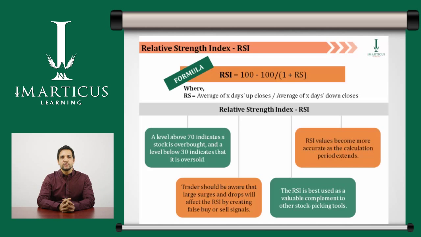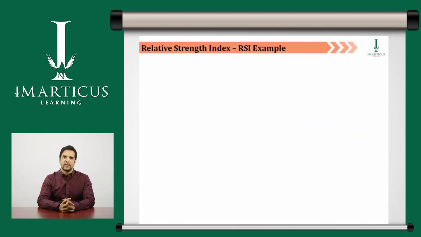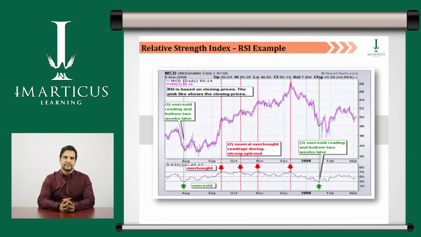The RSI values become more accurate with longer calculation periods. Here you see an example of RSI. The RSI is presented on a graph above and below the price chart. The indicator has an upper line typically at 70, a lower line at 30, and a dashed midline at 50.